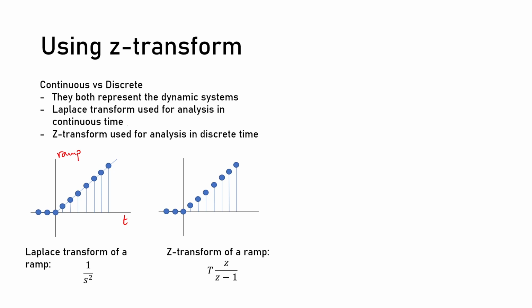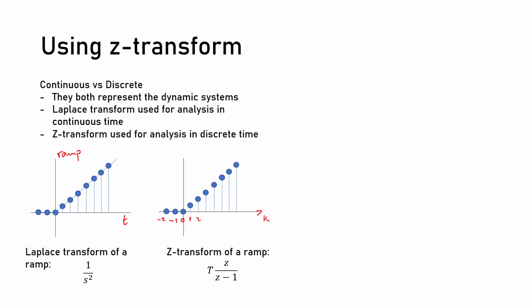And for the discrete time ramp, same ramp, but here you define it as a sequence. So this axis is k. You can count from k equal to 0 here, k equal to 1 here, 2 here, or k minus 1 here, k minus 2 here. Okay?